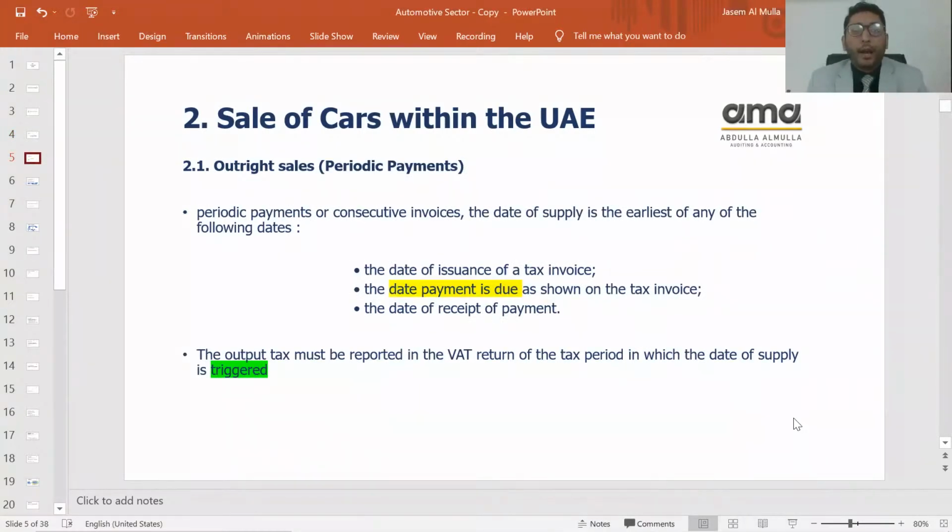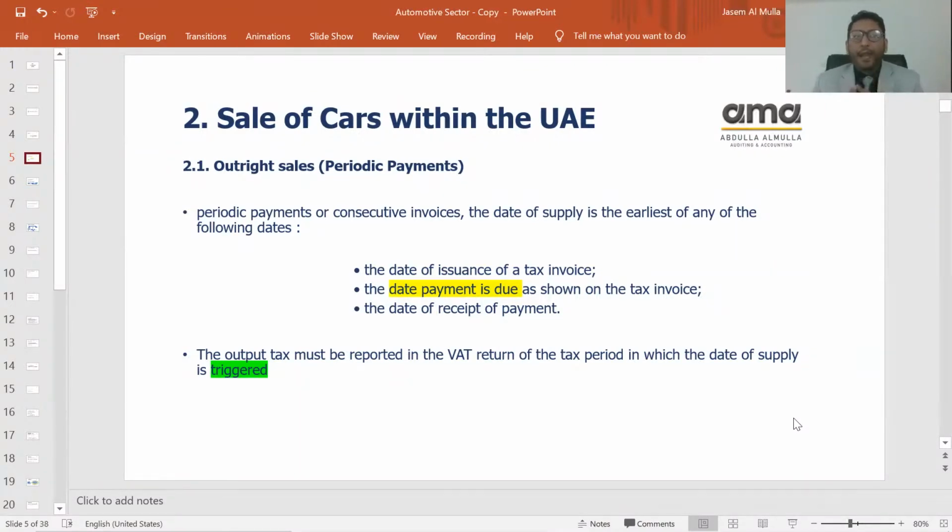What if the outright sale involves periodic payments or consecutive invoices? So what would be the date of supply in this case? As per the FTA law, the date of supply would be the earliest of the following dates. Number one, the date of issuance of the tax invoice, the due date mentioned on the tax invoice, and the last one is the date on which the dealer or the trader received the payment.